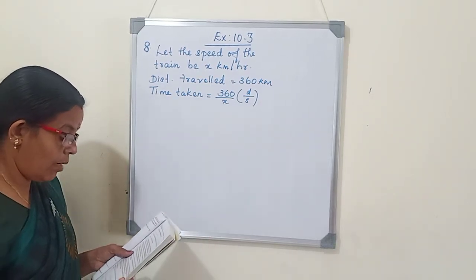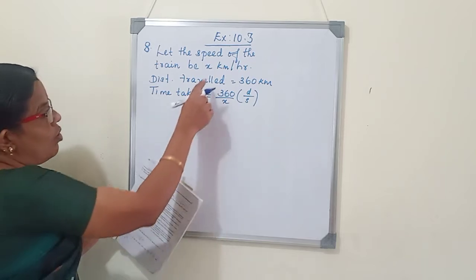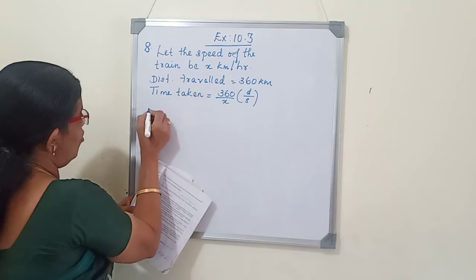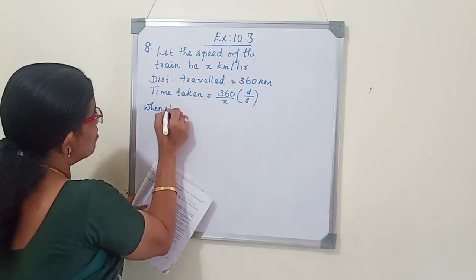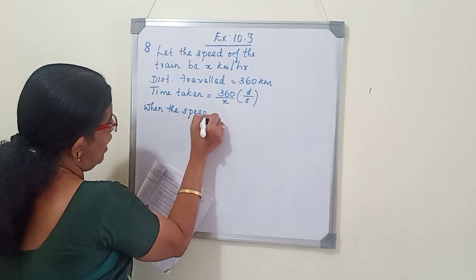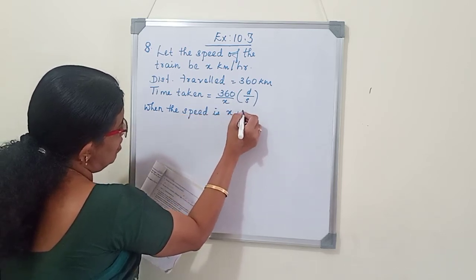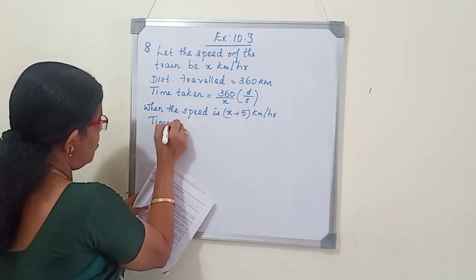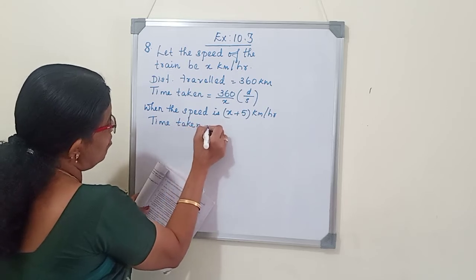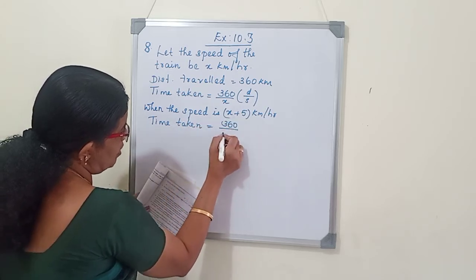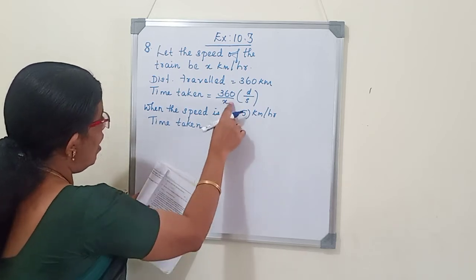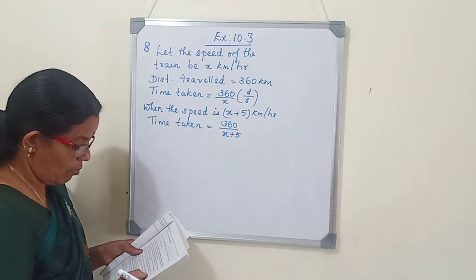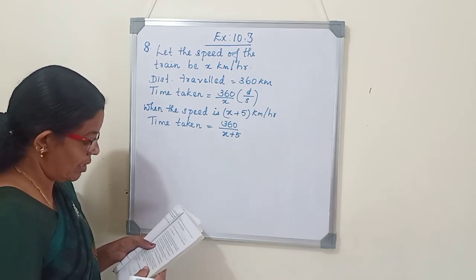Now if the speed had been 5 km per hour more, so already the speed is x. When the speed is increased by 5 km per hour, speed becomes x plus 5 km per hour. What is the time taken? Time taken is equal to, distance is same, so 360 by, again speed becomes x plus 5. Now we got two timings, and it is given that if the speed is 5 km per hour more, it would have taken 1 hour less for the same journey.